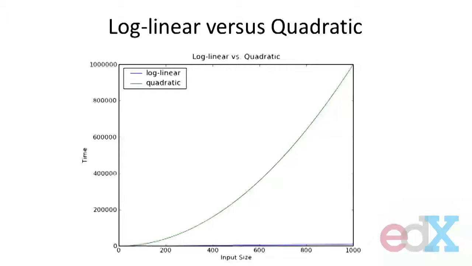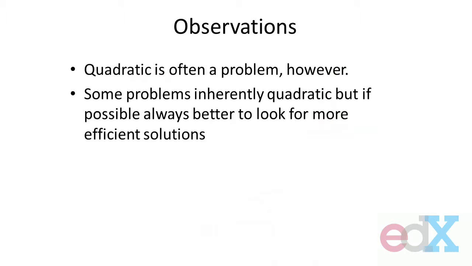Let's look at another one here. Log linear versus quadratic. Here you can see that the growth is actually going up much more rapidly. Right? Quadratic is really starting to skyrocket. And again, the log linear one looks like it's almost flat compared to it. And again, the observation here is that quadratic is often a problem. Okay? Some problems are inherently quadratic, but if it's possible, we always want to look for a more efficient solution. And we're going to regularly see quadratic problems, so this is an issue. If we can find a log linear one, we'd like that solution.